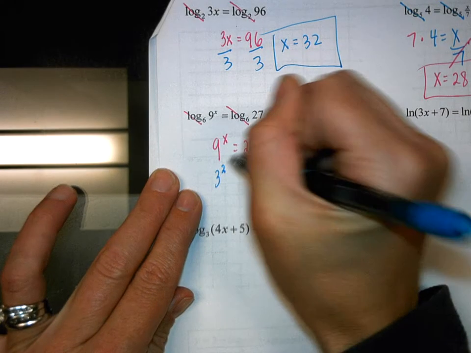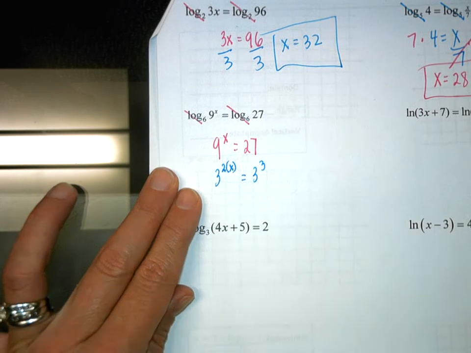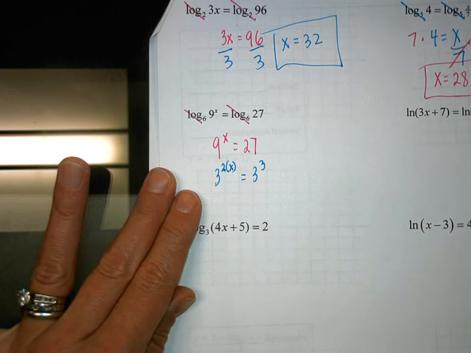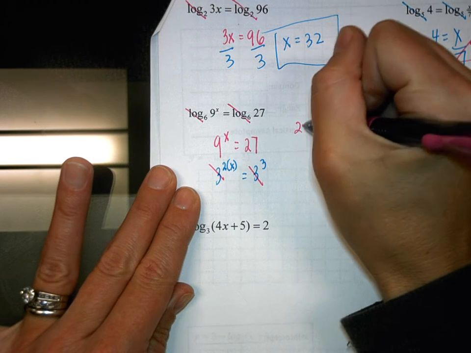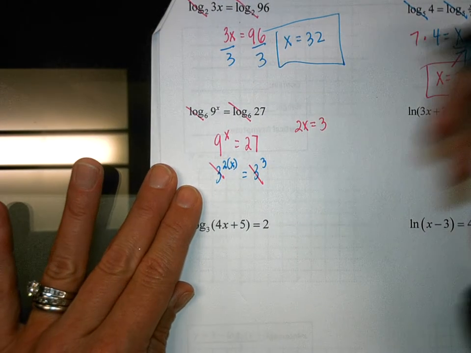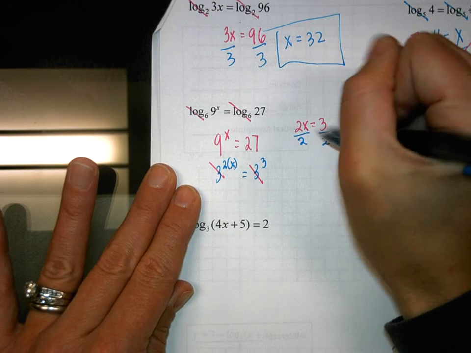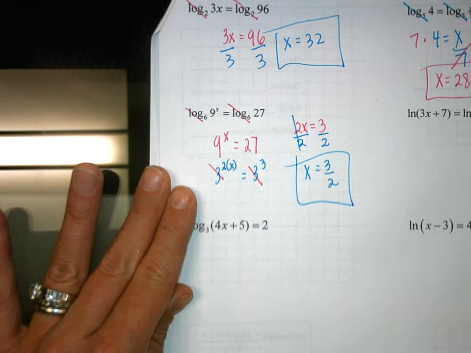3 to the second times x, 3 to the third power. So now we have like bases, which means I can cancel them out. And my problem ends up being 2x equals 3. And the last thing to do to solve would be to... Very good. And so my answer is perfect. X equals 3 over 2.